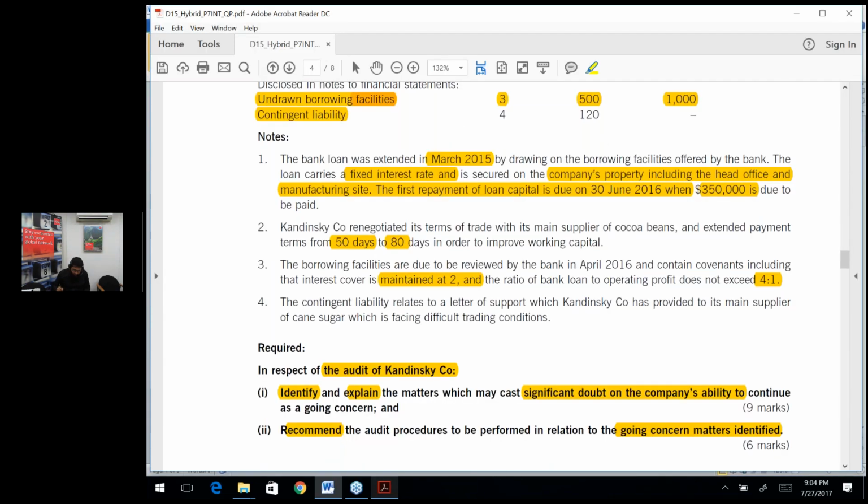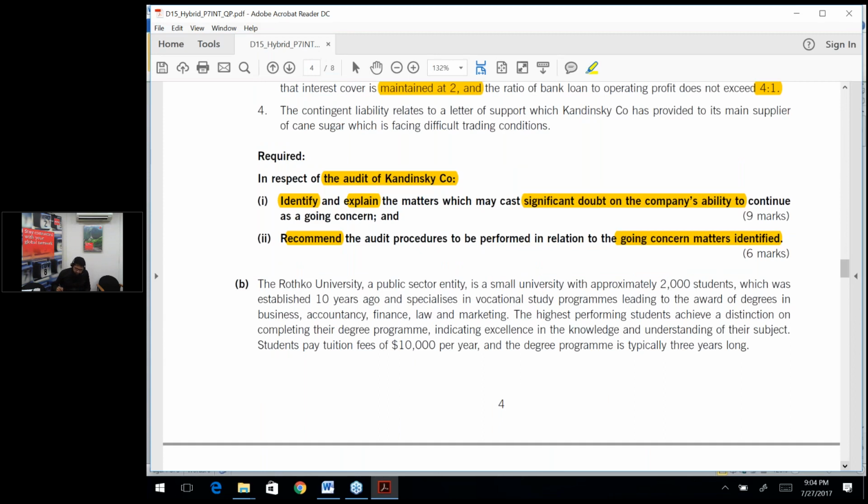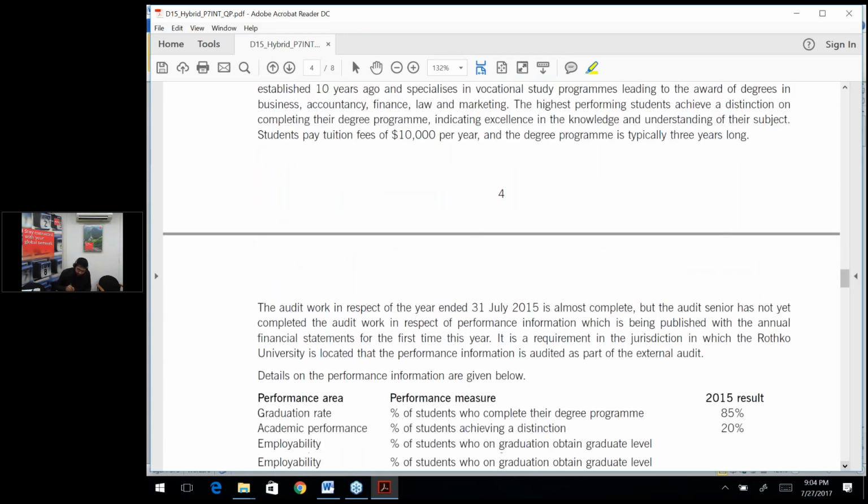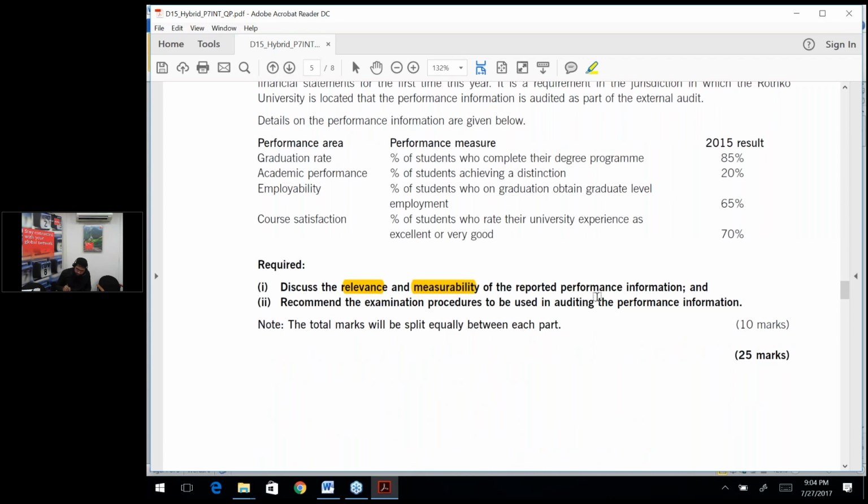I'll come on to the requirement of the question first. It says discuss the relevance and measurability of the reported performance information, and recommend the examination procedures to be used in auditing the performance information. Now, first of all, we'll read the question and we will discuss it.